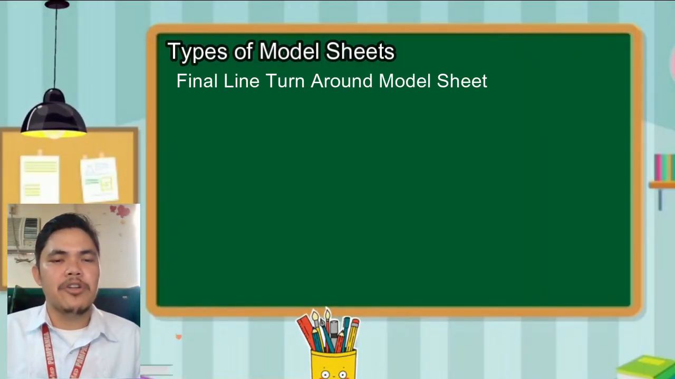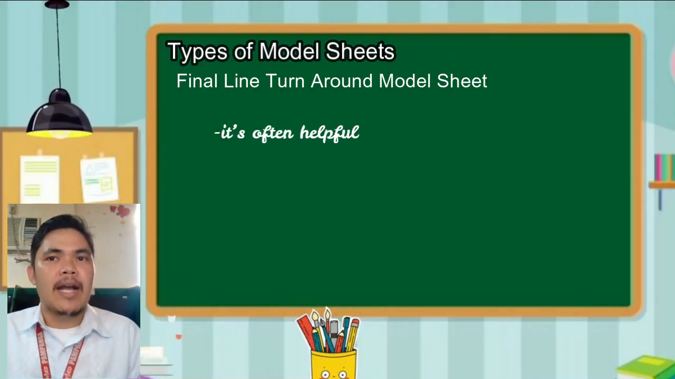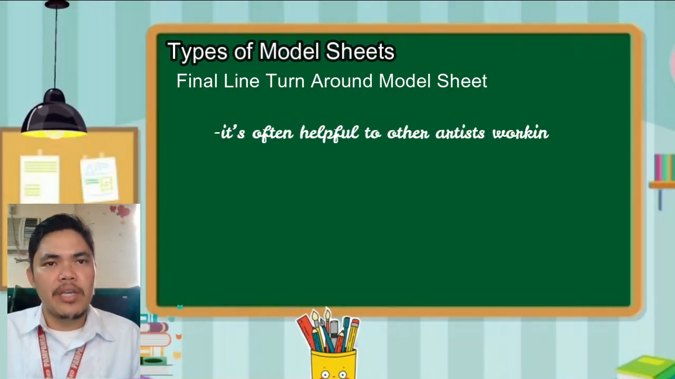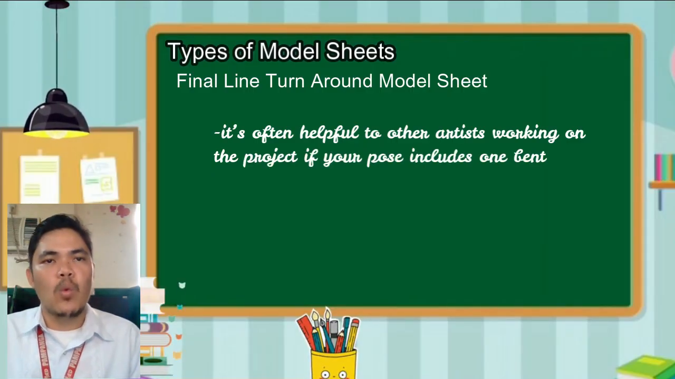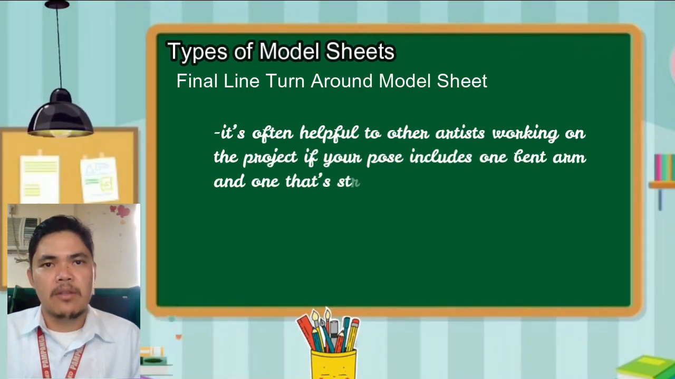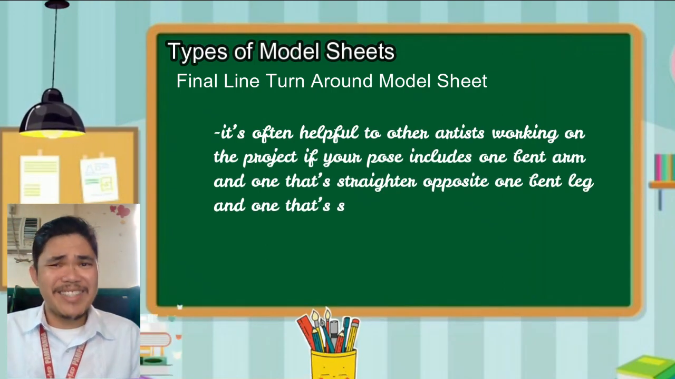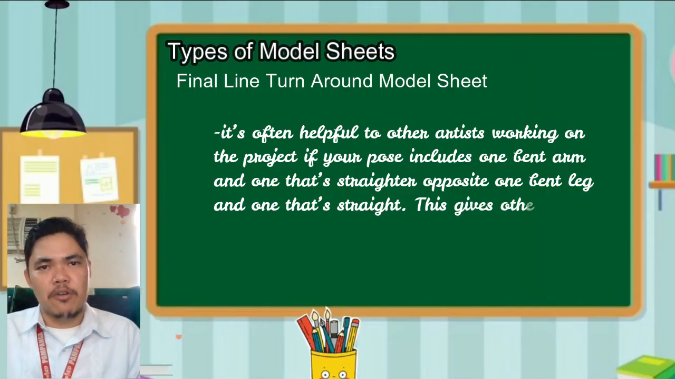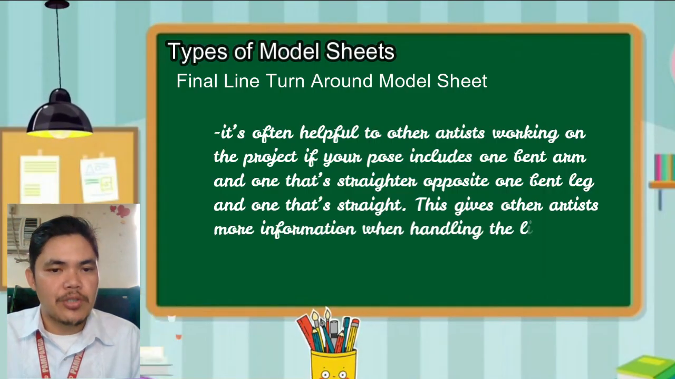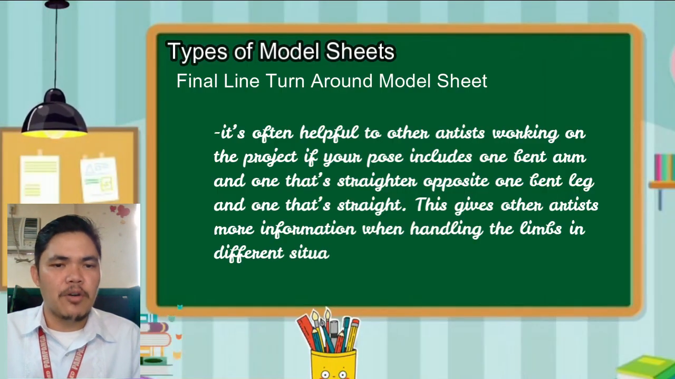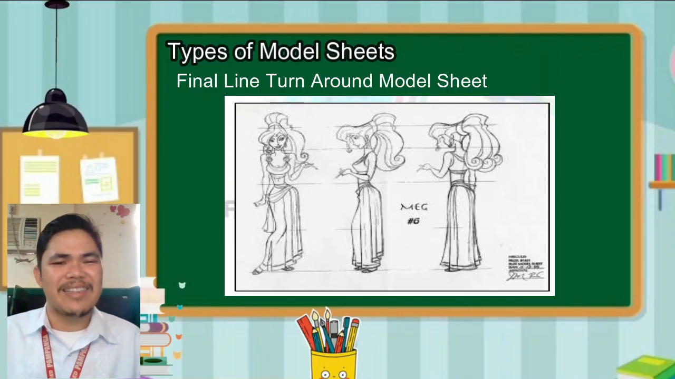We have fine line turnaround model sheet. So it's often helpful to other artists working on the project if your pose includes one bent arm and one that's straighter opposite, one bent leg and one that's straight. So this gives other artists more information when handling the limbs in different situations. So in creating what we call a model sheet, it is better for you, no? Huwag tayong gumawa ng mga straight lang.